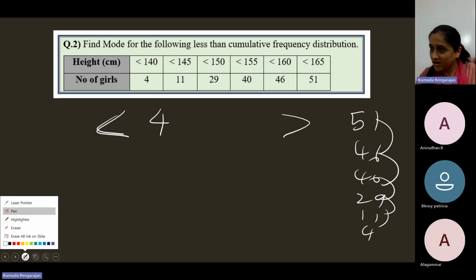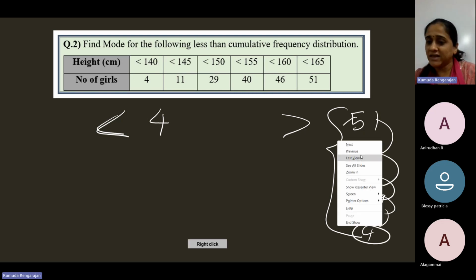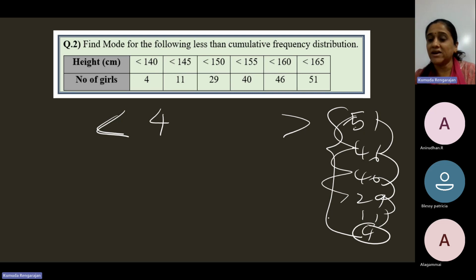So always the smallest value should be written as it is. So where is the smallest value? 4 or 51? 4. So 4 should be written as it is, and then subtract and write. If it is like this, from 51, which is the smallest value? 4. Write that as it is. So keep subtracting, and write the last one as it is. So these things you must remember, and before anything you should remember the formula.